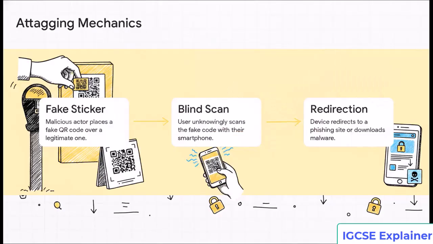Let's walk through how this exploit actually happens in the real world, step by step. First, a scammer physically slaps a fake QR code sticker directly over a legitimate one, maybe on a city parking meter or a restaurant menu. Second, because we obviously can't read the matrix ourselves, we just trust the physical context and perform a blind scan with our smartphone. Finally, the phone faithfully executes the code's instructions. That could mean a stealth redirection to a fake phishing website or even silently downloading malware right onto your device.